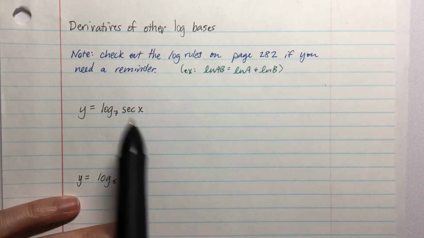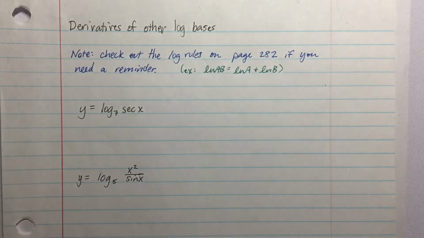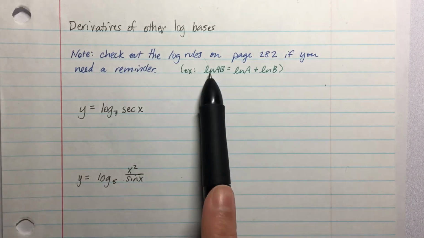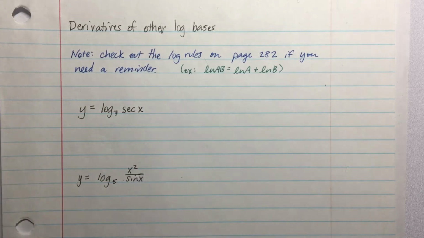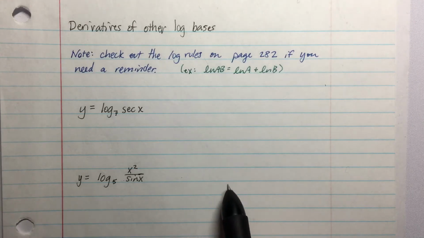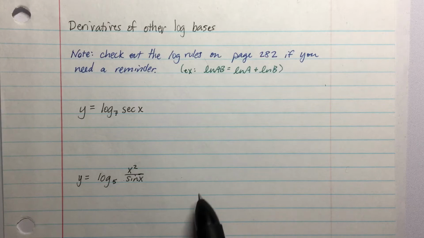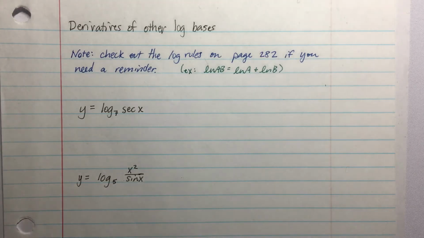Maybe not. Okay, first of all, just a reminder, check out the log rules on page 282 if you need a reminder. Things like natural log of AB equaling natural log A plus natural log B. All those rules we reviewed earlier in the year, they're going to be back. So today we're looking at derivatives of other log bases. So instead of log base e, the natural log, we have things like log base 7 or log base 5.